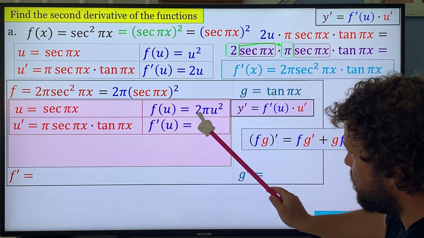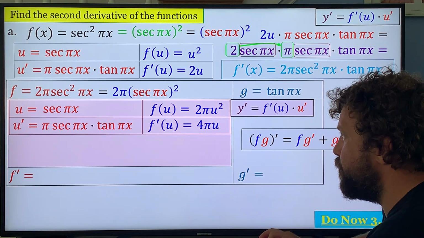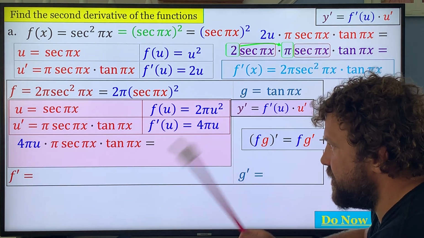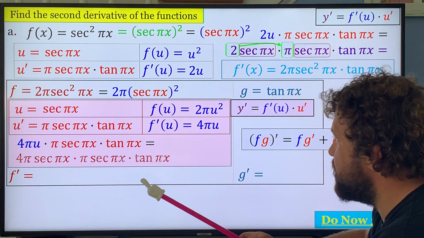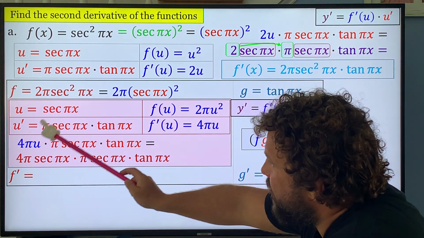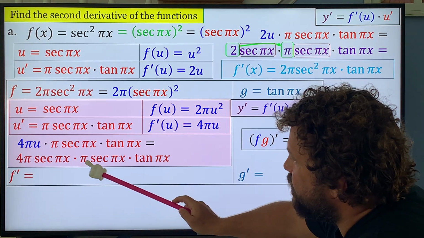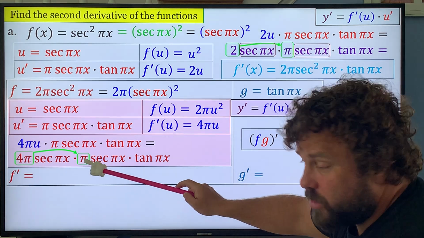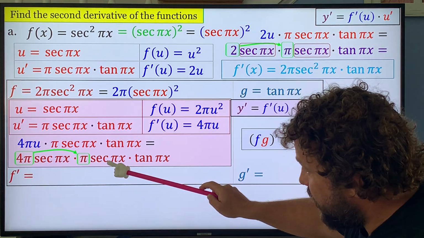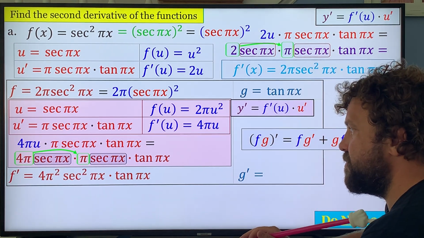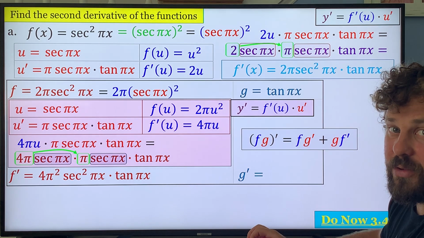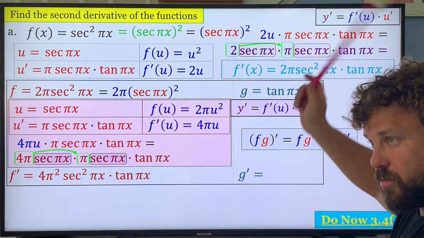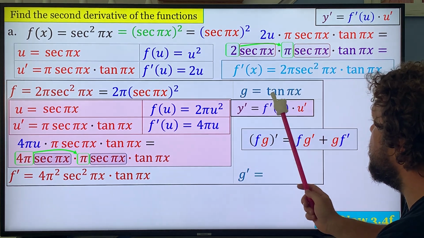Derivative of this is 2 times 2 is 4 pi u. Multiply these by each other. 4 pi u times pi secant pi x tan pi x is 4 pi, we put this back in, secant pi x times tan pi x. So 4 pi times pi is 4 pi squared secant squared pi x tan pi x. Might have to do a lot of pausing and rewinding here. This one I used to just took too long, so this was like a bonus one for all my students.